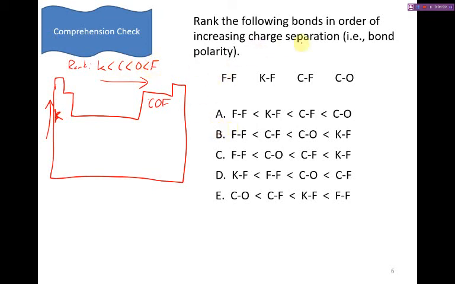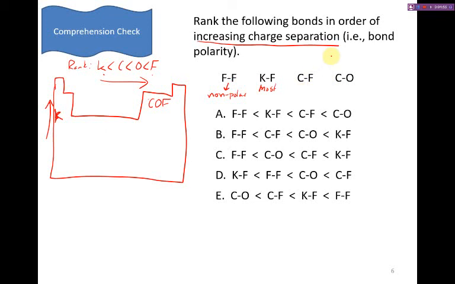Now, we're looking though for the largest increasing charge separation. Any element bound to itself is nonpolar. And since there's the largest difference in electronegativity between potassium and fluorine, this is going to have the most separation. And then the other two elements are in between. Now, how do we evaluate them?